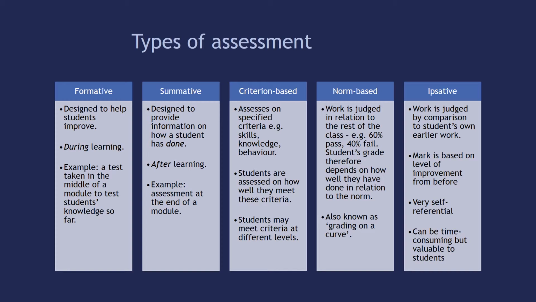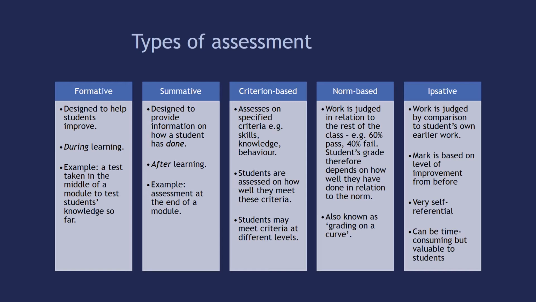Another way that you can assess students is norm-based assessment. So that's when students' work is judged in relation to the rest of the class. It might be decided beforehand that 60% of the class will pass, 40% of the class will fail. And so the student's grade therefore depends on how well they've done in relation to the norm. This is often done in the US, and it's known as grading on a curve. So you kind of know in advance roughly how many people will get A's, B's and C's.